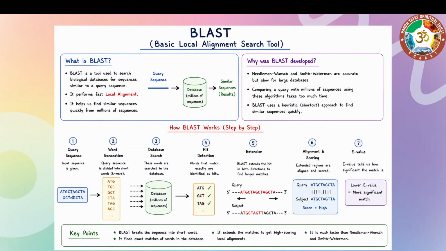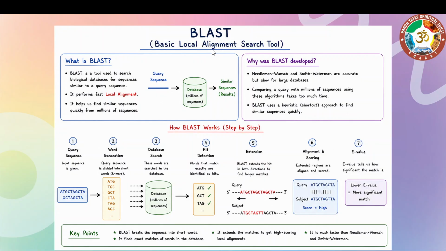Let's take an example to understand this. Suppose there is a researcher and he discovers a new DNA sequence. The first question is: have scientists seen this sequence before? Instead of comparing it manually against millions of sequences in the database, they will simply run BLAST. BLAST searches the database and reports back similar sequences.